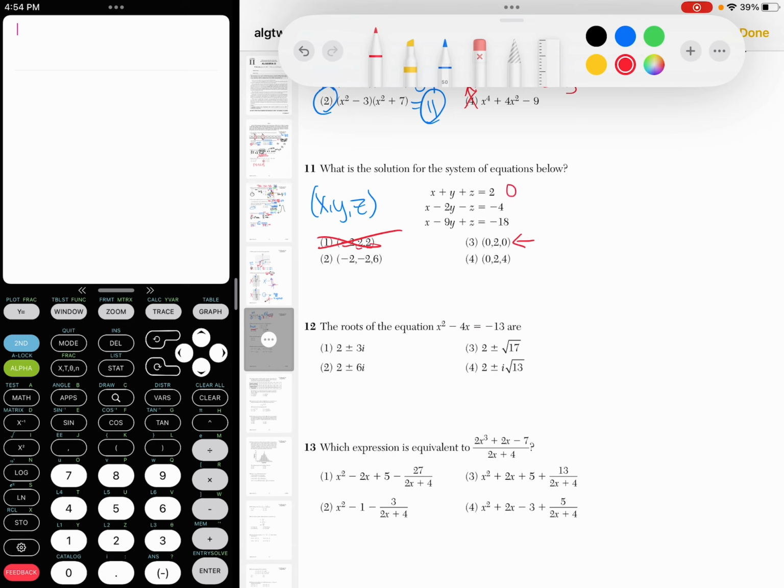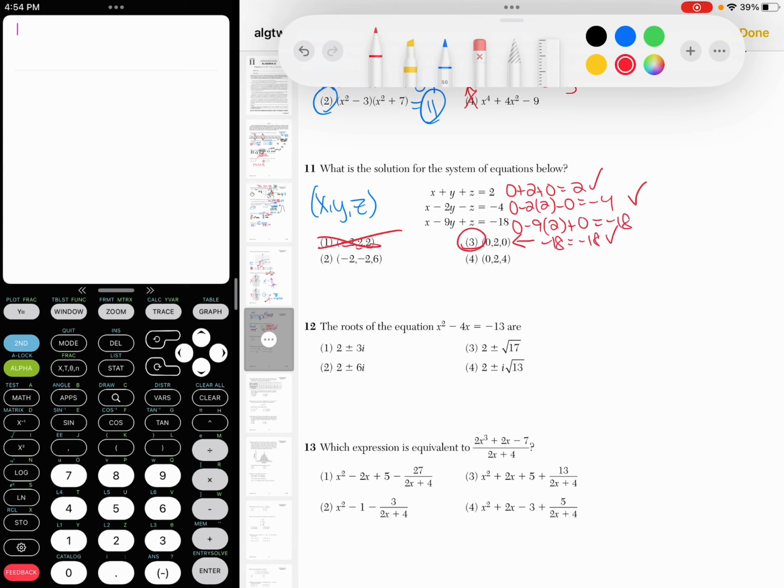But remember, this was the answer. So when it plugs into all of them, 0 plus 2 plus 0 equals 2, that works. This one is 0 minus 2 times 2 minus 0 equals -4. That also works. When you plug it into this one, 0 minus 9 times 2 plus 0 equals -18, and this is also -18 equals -18.